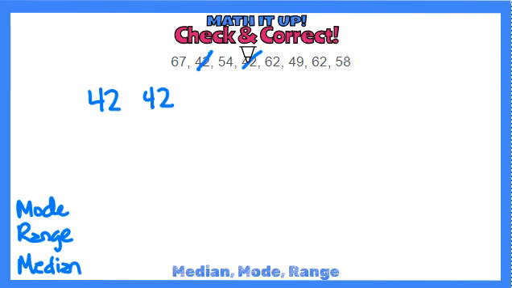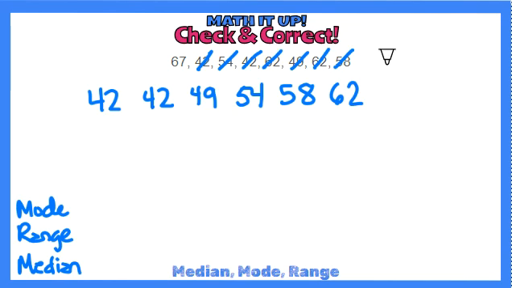Okay, so I know I'm going to have a mode because I have at least one mode here because that number repeated. So the answer is not going to be no mode. I have a 49. Let's see what's next. Do I have some 50s? Yep, 54. I have a 58. I have a 62, another 62, and I have a 67.